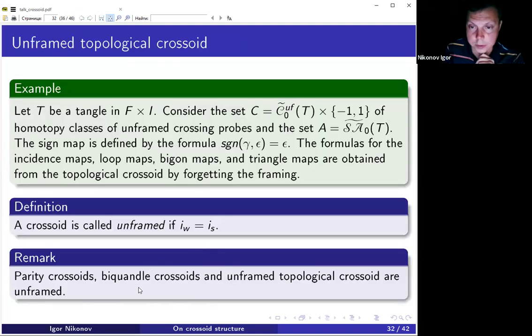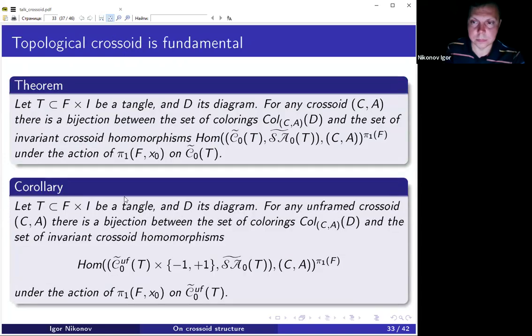So they're unframed, and the main theorem is that if we have a crossoid, a tangle in some surface in the crossoid, then there is a bijection between currents by this crossoid and the set of homomorphisms from the topological crossoid to this crossoid, but we consider only invariant homomorphisms up to the action of the fundamental group of the surface F. In the special case, when F is a sphere or a plane, in the classical case, we may omit this action, it is trivial. So we have a bijection between currents and homomorphisms from the topological crossoid.